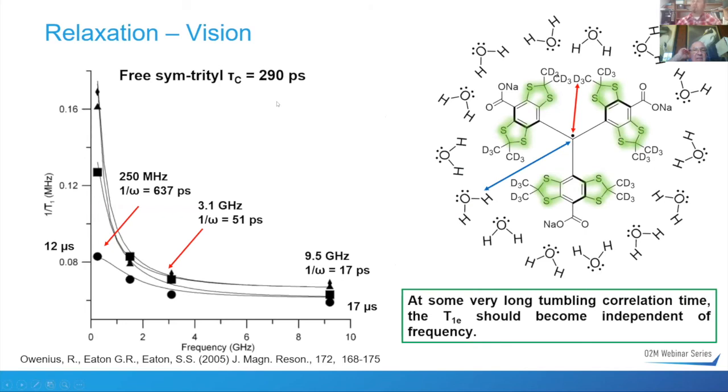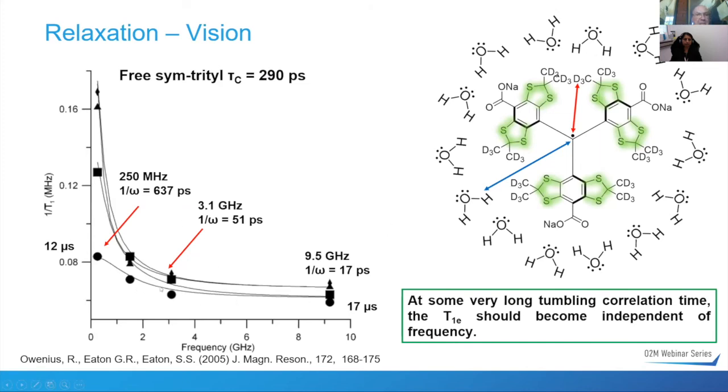So symmetric trityl by itself in solution is tumbling about 290 picoseconds, reorienting in solution. At 9.5 gigahertz, the 1 over omega is 17 picoseconds. The difference between this value and this value up here are very different. And as you go to lower and lower frequencies, the 1 over omega value approaches this tumbling correlation time of the trityl, and you start to lose. So this is a 1 over T1. Going up on this plot is bad. It means your T1 is getting shorter.